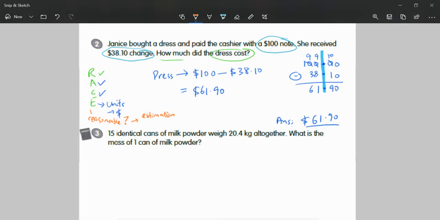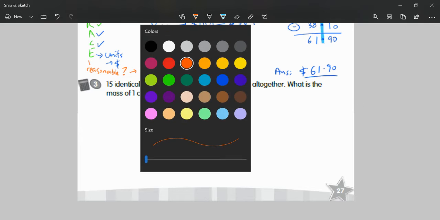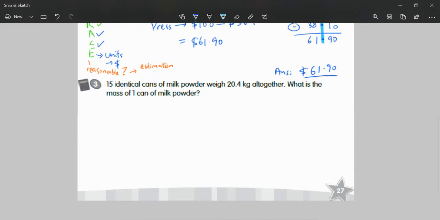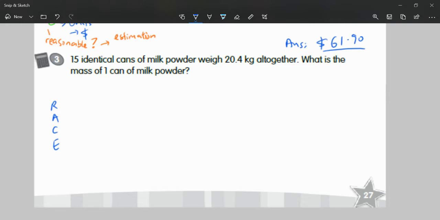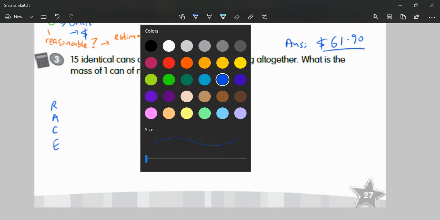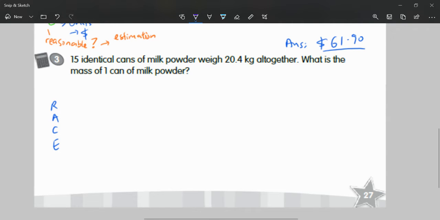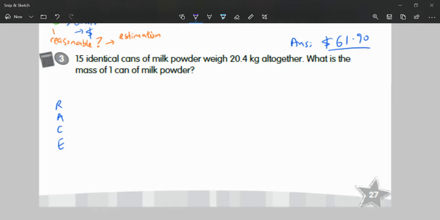Page 27, level 1, question 2. In this video, let's just go on to the next one. Okay, these are the level 1 questions, so I can go a little bit faster on that. Okay, write my words here. 15 identical cans of milk powder weigh 20.4 kilograms together. Let me use another color pen so that you'll be able to see. Okay, once in a while, different colors make it look interesting. But I suggest when you're writing, stick to one pen color for writing. But for annotations, you can always use different colors.